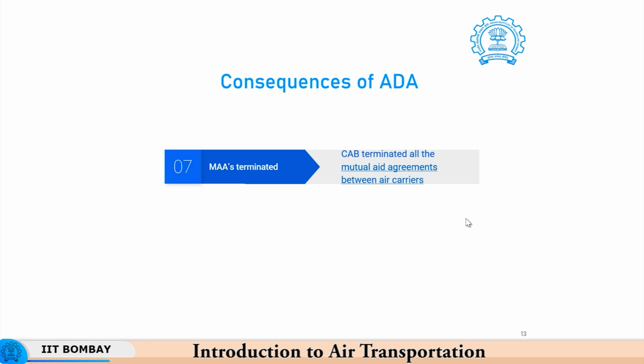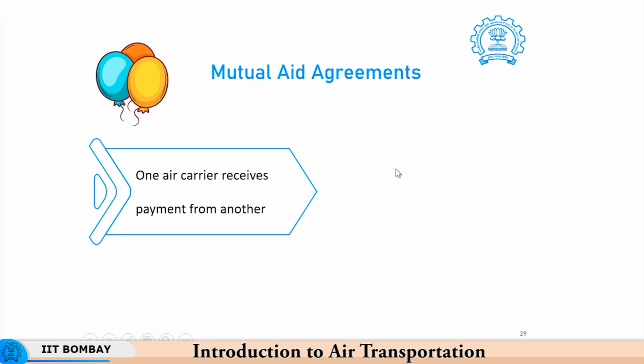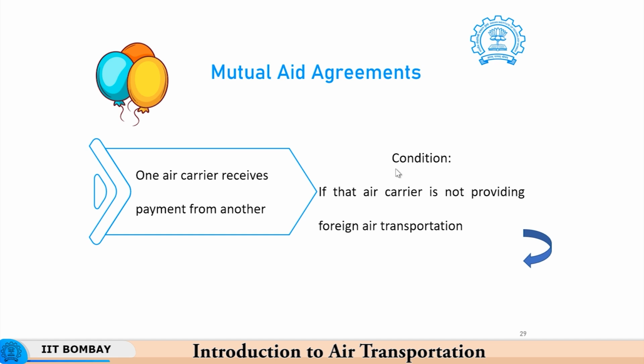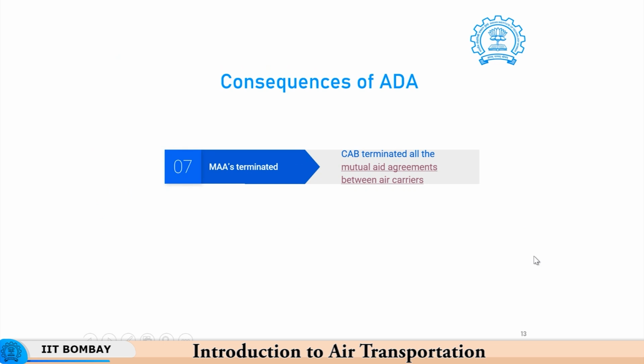The mutual aid agreements between air carriers were terminated. What are these mutual aid agreements? In a mutual aid agreement, basically two airlines, or two agencies in the aviation sector, join hands together and work in cahoots with each other. So, let us say one carrier receives payment from another. The only condition at that time was that it should not be dealing with foreign air transportation. As long as you are in the domestic sector, you are allowed to receive payment from another airline. So, these kinds of agreements were terminated by the CAB.